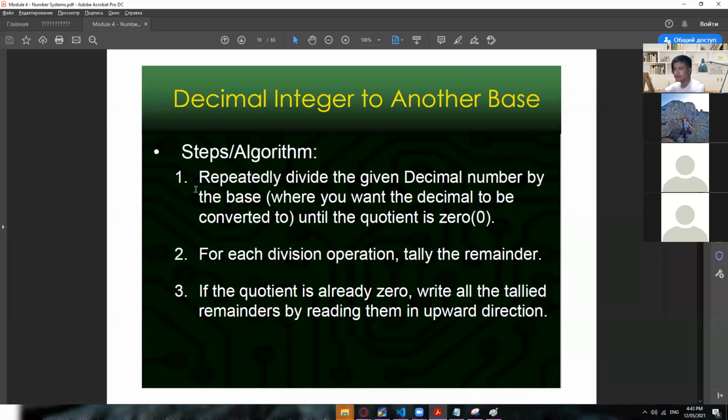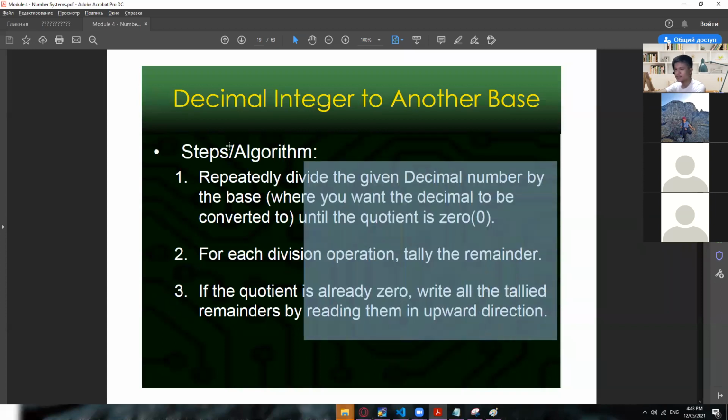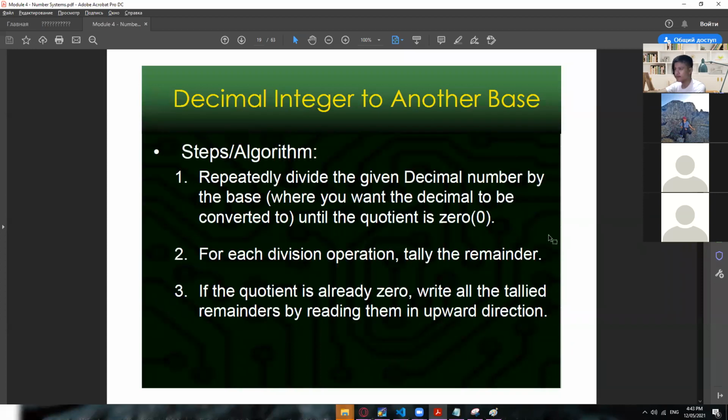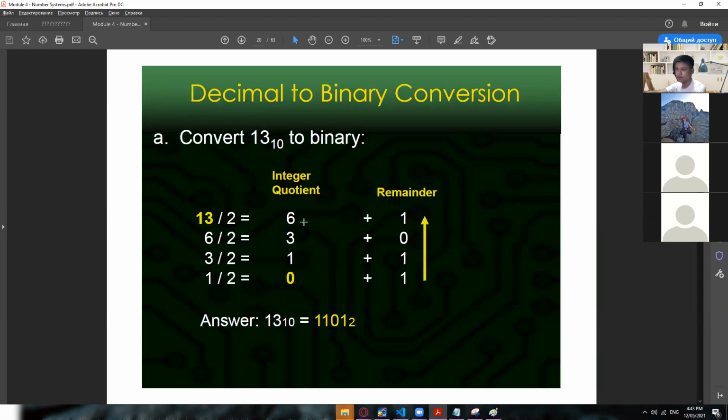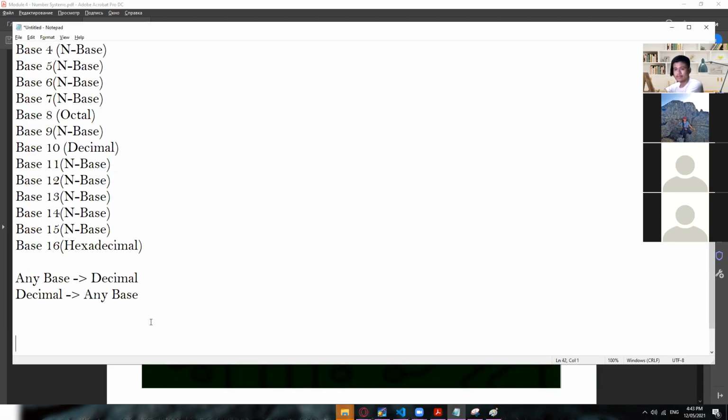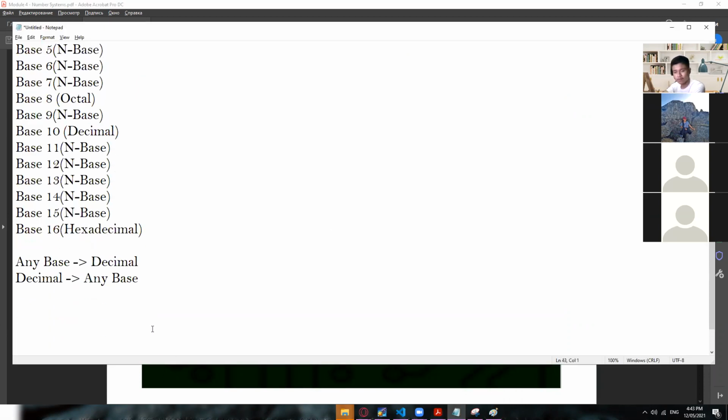Okay, so again, for you to appreciate these steps right here, let's apply this one in a real example. So we have this example right here: decimal to binary conversion. We have this decimal 13 base 10, and it is asking us to convert it into binary. Just to give you an idea on what the result of that one is.